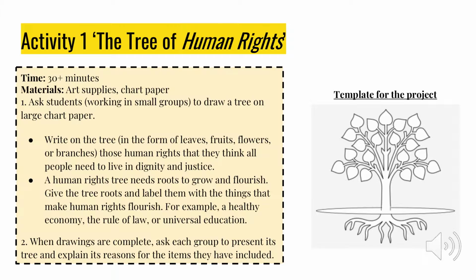Presenting some examples of activity-based teaching and learning, this is the tree of human rights, which you can do with very little material, and this can be very much a pre-diagnostic assessment, or you may use it in later lessons. For this activity, ask students in small groups to draw a tree on a large chart paper. Write on the tree, in the form of leaves, fruits, flowers, or branches, those human rights that they think all people need to live in dignity and justice.